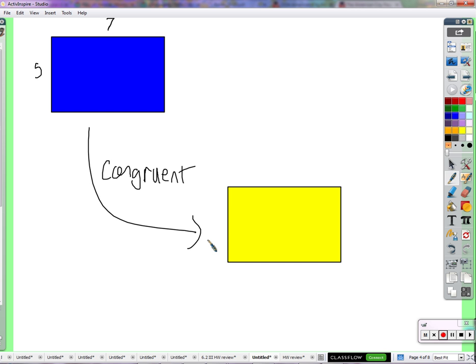So congruent is the word that we would use, like we would use equal or equivalent. Congruent. Everything about them is the same.